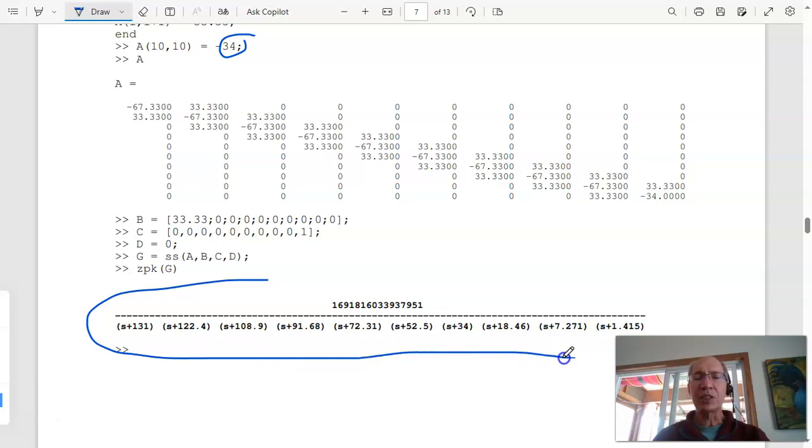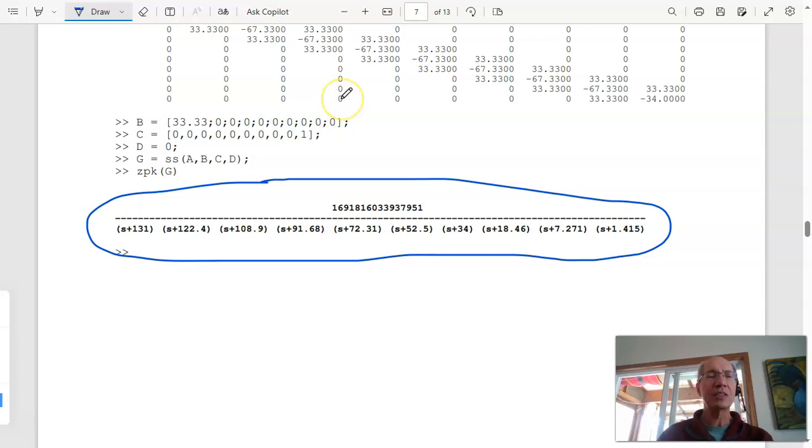This is where MATLAB really shines. One of the many ways where MATLAB shines. If I can get the dynamics in state space form, I can find the transfer function. This would be really painful by hand. Not too bad with MATLAB.